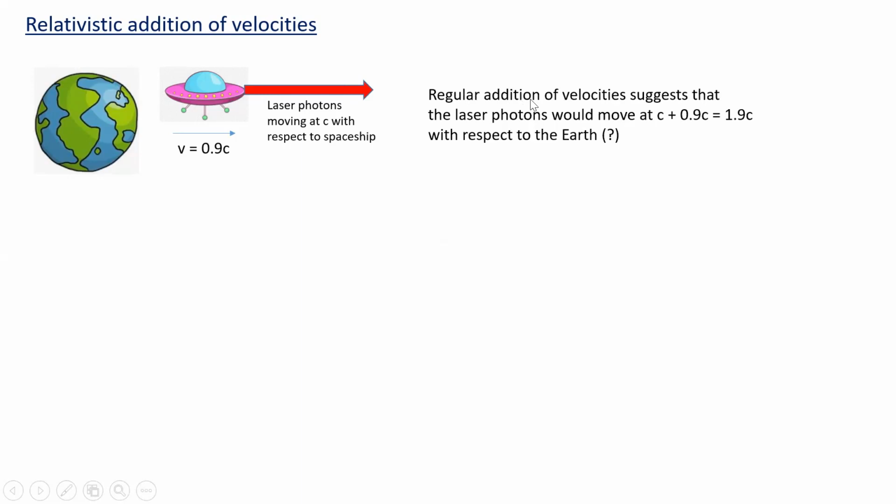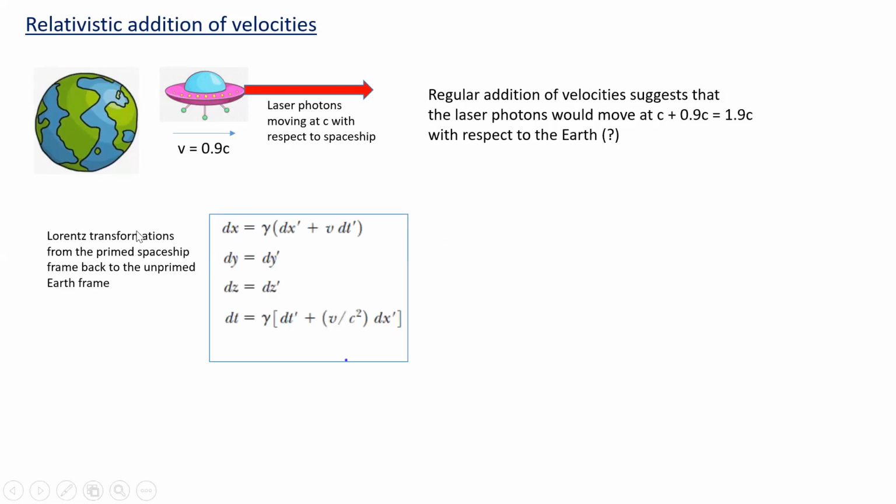Our normal addition of velocities would suggest that the laser photons with respect to the Earth would move at their velocity c with respect to the spaceship, plus the velocity of the spaceship with respect to the Earth, 0.9 c. So it'd be c plus 0.9 c is equal to 1.9 c. But that seems a little funny to have something moving faster than the speed of light. So how do we resolve this?